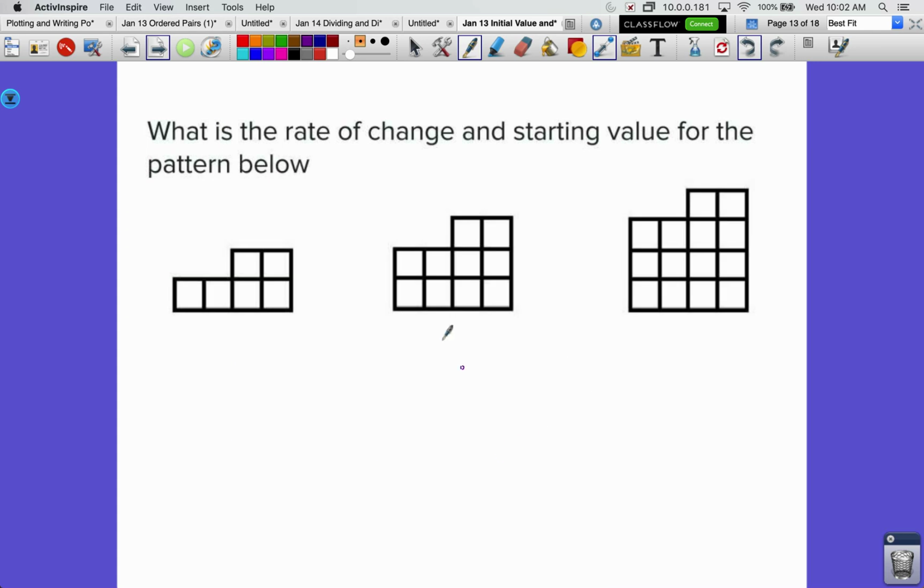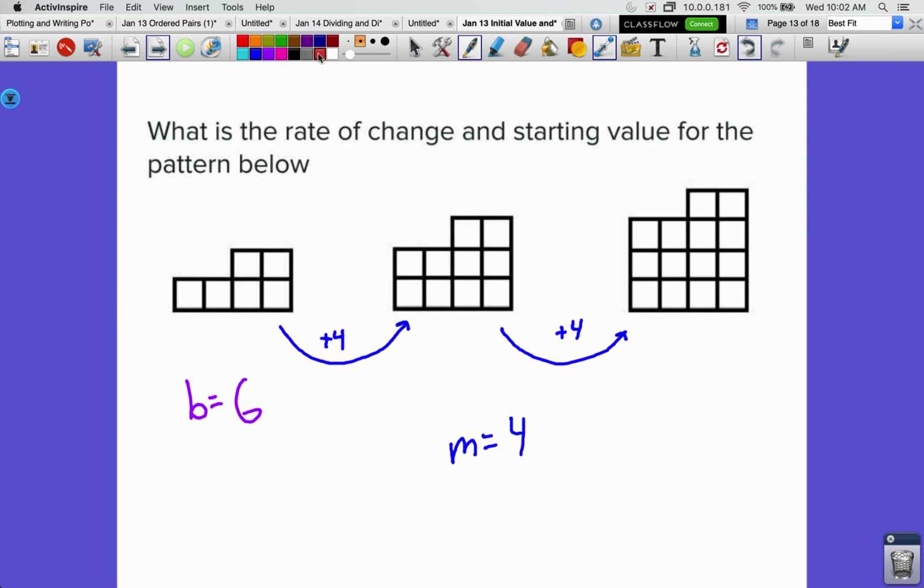What is the rate of change in starting value for this pattern? So the b value, the starting value, is how many blocks are in the very first shape. Here it's 1, 2, 3, 4, 5, 6. M is how much we are adding each time. You can see that to go from this pattern to this pattern, we add 4 more blocks across the bottom. Same thing here, we're adding 4. That gives us an m value of 4. We can plug it into our equation and get that the equation for this pattern is y equals 4x plus 6.